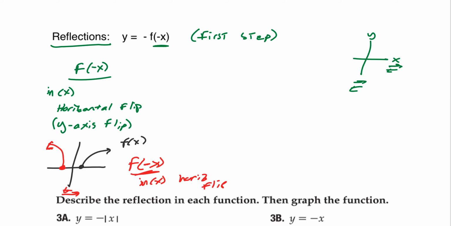Flips it horizontally. The negative on the outside is y. Remember, y is up and down. So I call this a vertical flip.